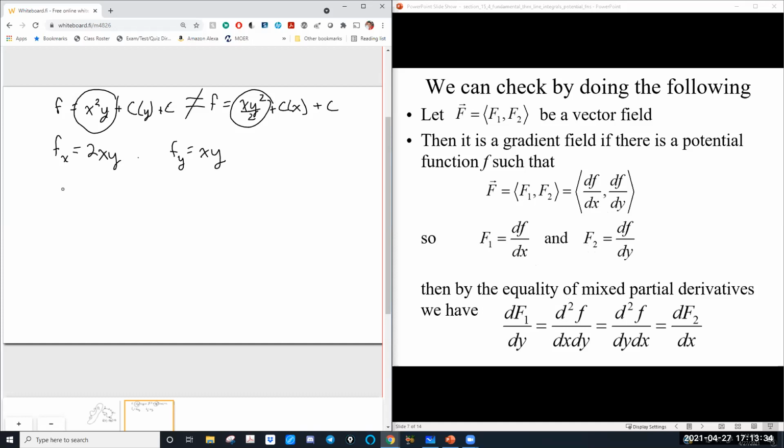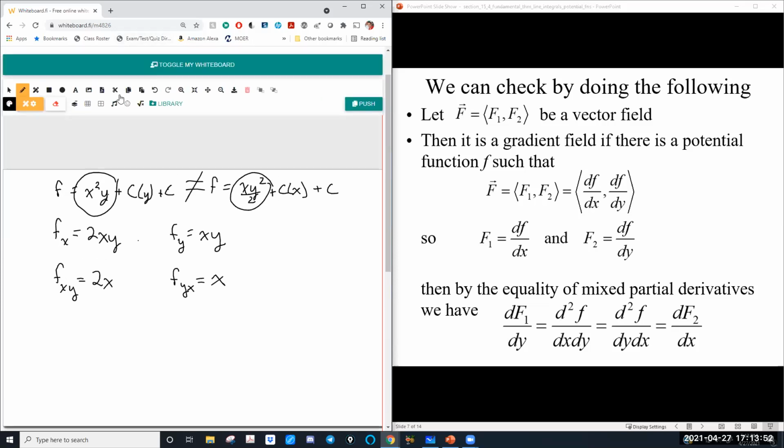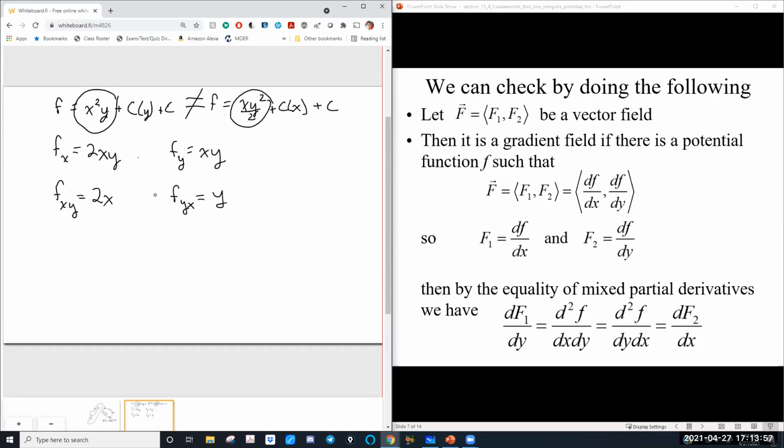Let's go back to our example here. That means I would want to look at f of xy, which in this case would be 2x, and I would look at f of yx, which is going to be, excuse me, not x, it's going to be y. These two are not equal, therefore our mixed partials are not equal, so there's no potential function.